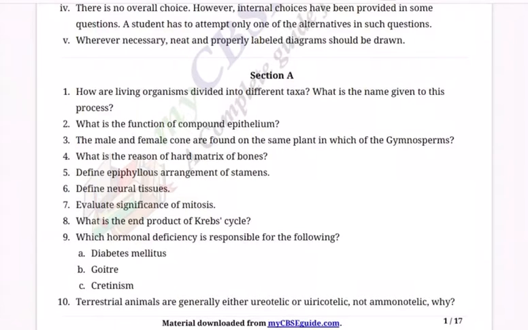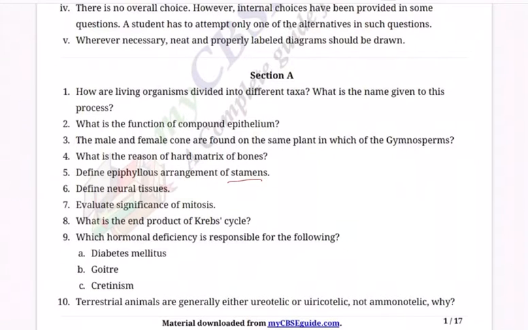Question 1. How are living organisms divided into different taxa? What is the name given to this process? Question 2. What is the function of compound epithelium? Question 3. The male and female cone are found on the same plant in which of the gymnosperms? Question 4. What is the reason for the hard matrix of bones? Question 5. Define epiphyllous arrangement of stamens, male reproductive organs. Question 6. Define neural tissue, that is nervous tissue.